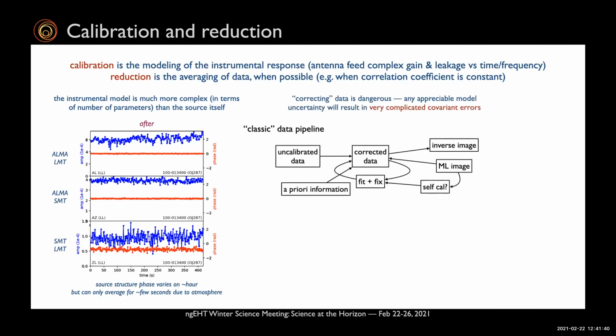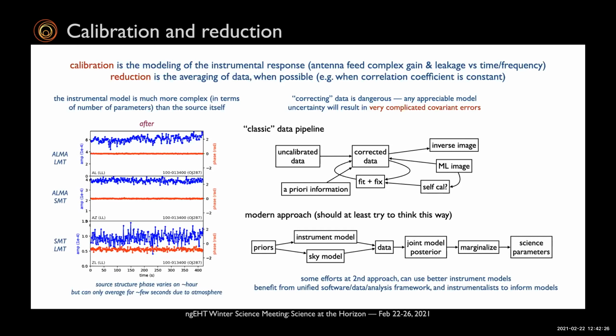But I did want to make one point, and that's that correcting data is inherently dangerous. The reason is any appreciable model uncertainty results in pretty complicated covariant errors, or systematic errors, that are pretty much impossible to quantify. This is one of the reasons I described calibration in this way, as modeling the instrumental response instead of correcting data. We have something like a classic data pipeline where we take our uncalibrated data and iteratively correct it with more and more fixes, maybe gathering in some a priori information or self-calibration to finally fit our images. But it's very difficult to track our error budget this way.